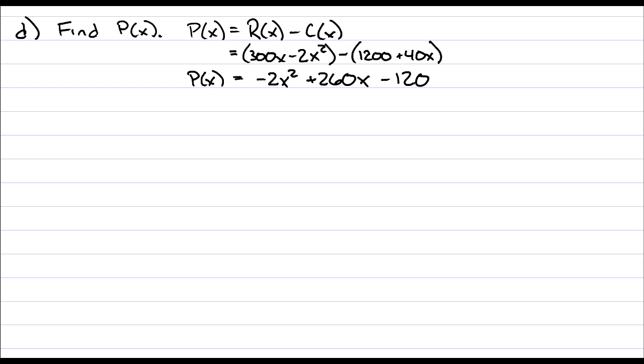Now again, if I wanted to know the amount of profit associated with a specific production level, I would just plug that into this profit function. We did that before in section 2.1. But what I really want to do in this problem is find the production level that gives us the maximum profit, the largest possible profit.